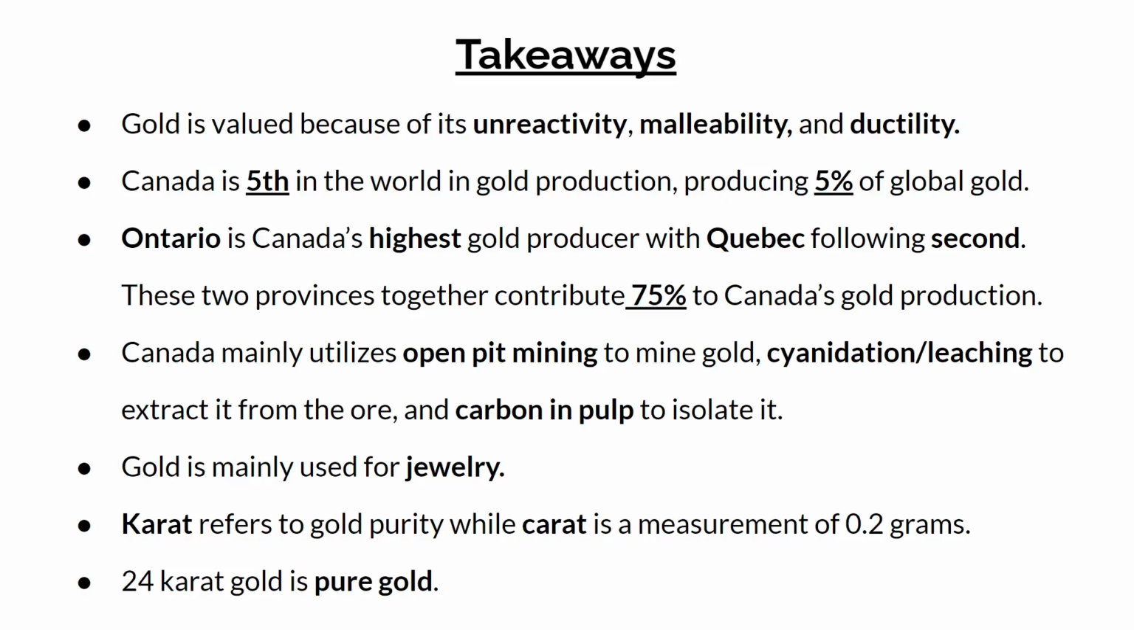Canada itself mainly utilizes open pit mining to mine gold, cyanidation or leaching to extract it from the ore, and carbon and pulp to isolate it. Gold is mainly used for jewelry because of its unreactivity. It always keeps that nice look to it. But it's also used for investment purposes and technology. Carat with a K refers to gold purity, while carat with a C is a measurement of 0.2 grams. And 24 karat gold is pure gold.